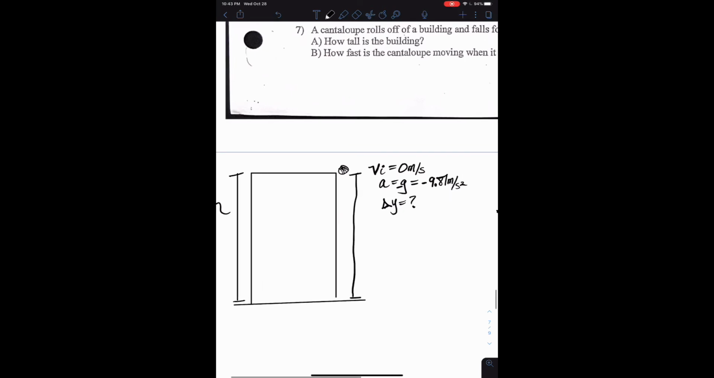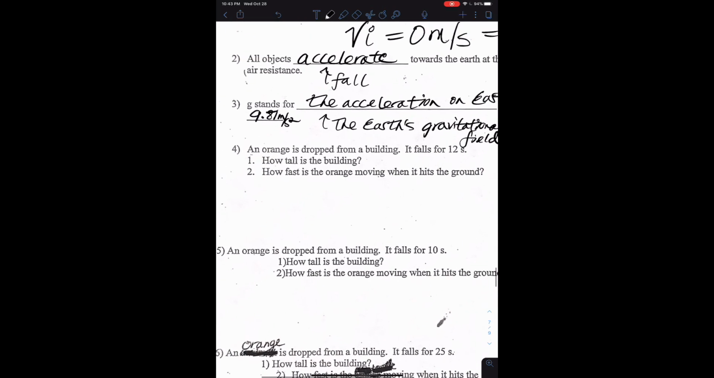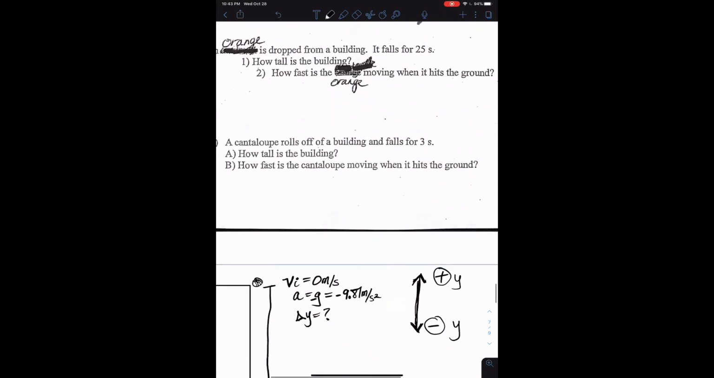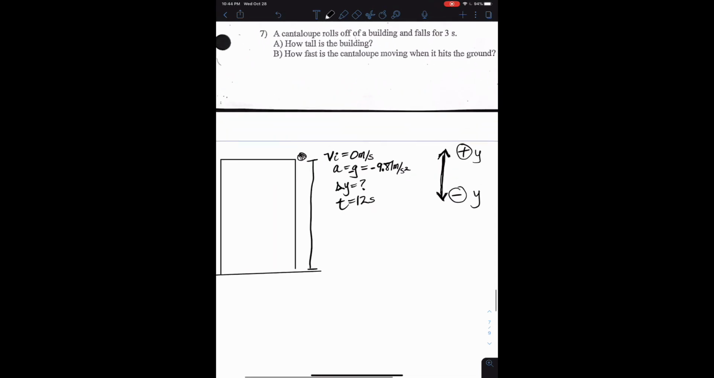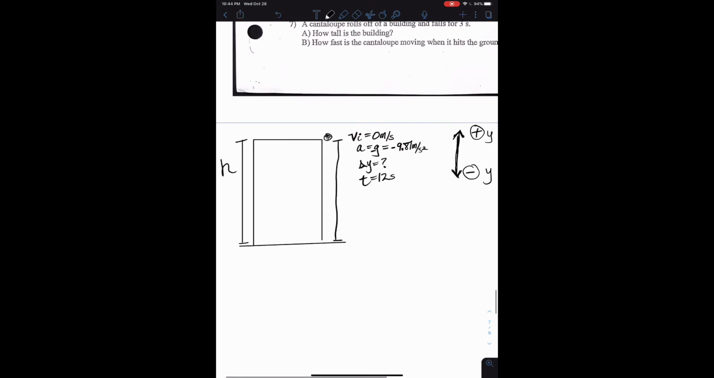And I think we know time, right? It falls for 12 seconds. Okay, so I'm going to write that down too. And this is what I always like to do with these problems: just gather up my variables, draw a diagram. It's just an easy way to solve physics problems.